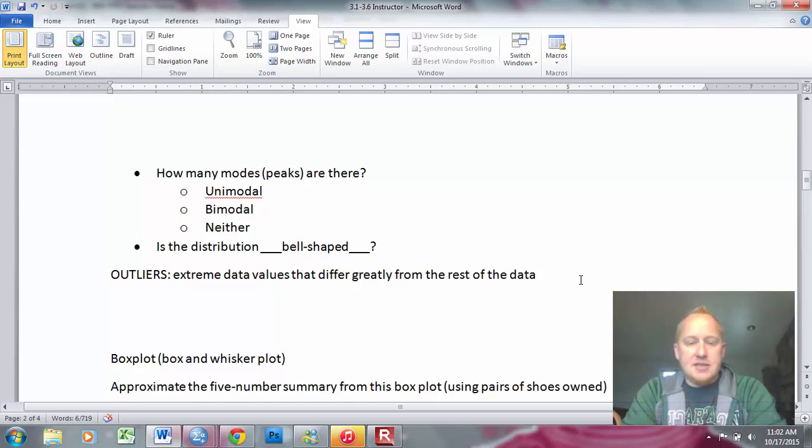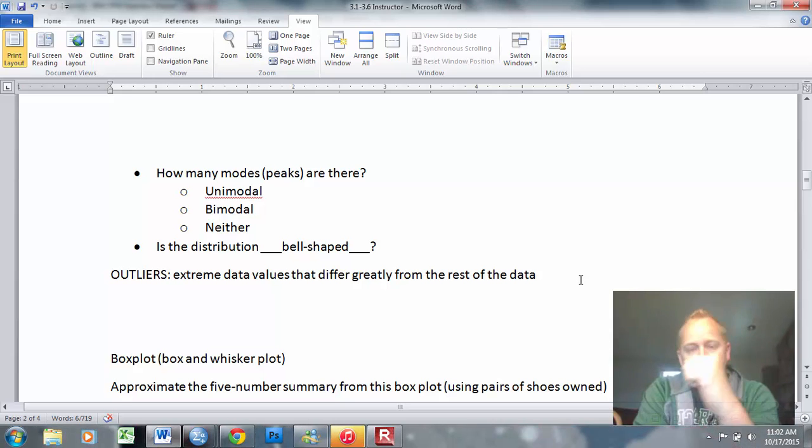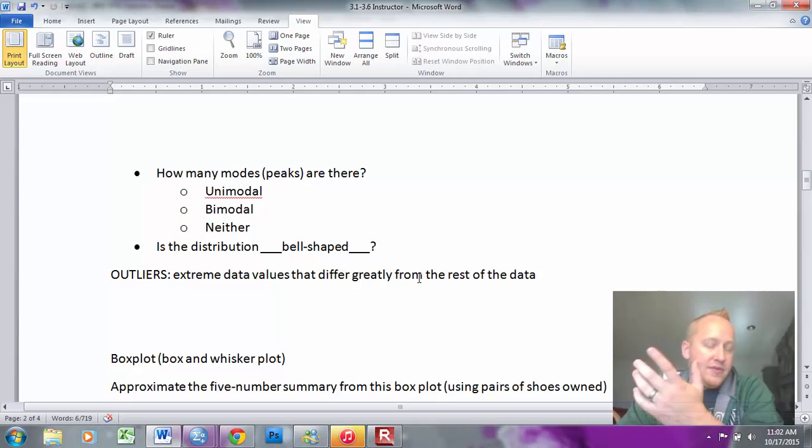And then finally, is the distribution bell-shaped? So that normal distribution that we talked about in Chapter 2, we're going to hit that a lot harder here in Chapter 3 once we have a good grasp of quantitative data. We can do so much more with these normal distributions than we've already had.